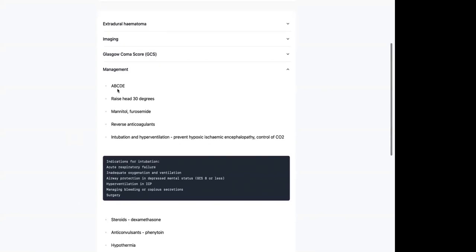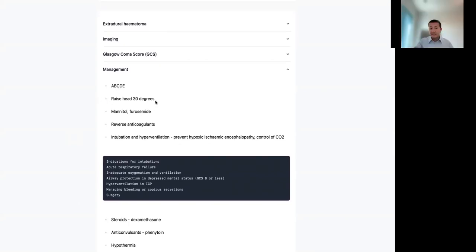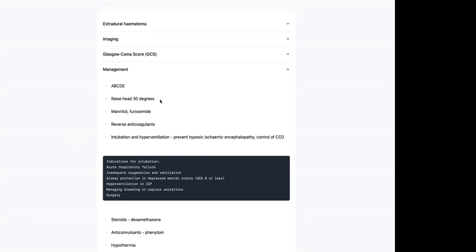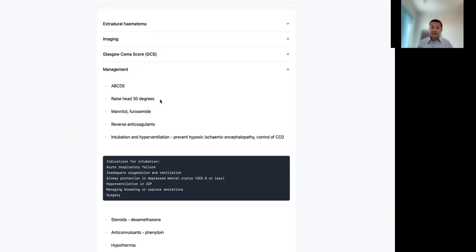Okay. A to E assessment as per the ATLS protocol, raise the head to 30 degrees. Why do we do that? To drain the venous blood better, because if you remember, 75% of the blood is in the venous system. Only 25% is in the arterial system. So if you've got higher pressure inside the cranium, what you want to do is drain the veins.